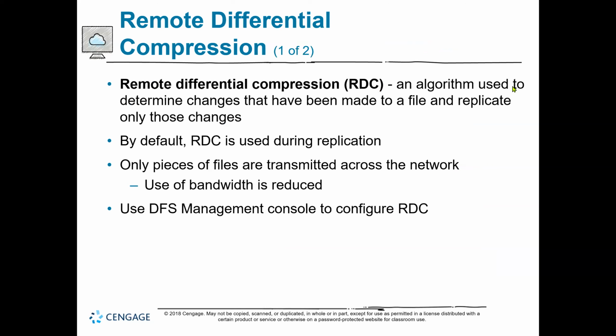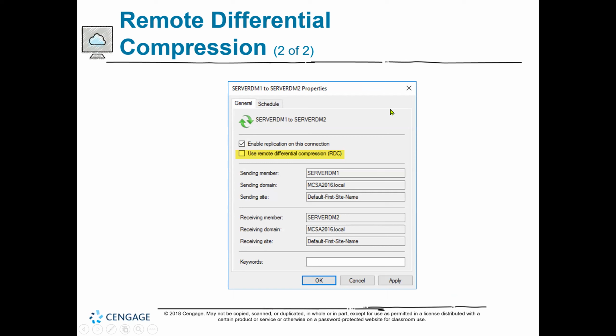Remote differential compression, or RDC, is an algorithm used to determine changes that have been made to a file and replicate only those changes. By default, RDC is used during replication. Only pieces of files are transmitted across the network, and this reduces the amount of bandwidth that you use because you don't have the full file transmitting. Use the DFS management console to configure RDC. And here's what that looks like. And you have the RDC setting highlighted right there.